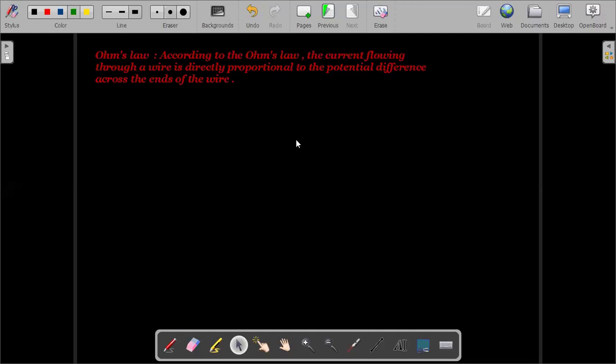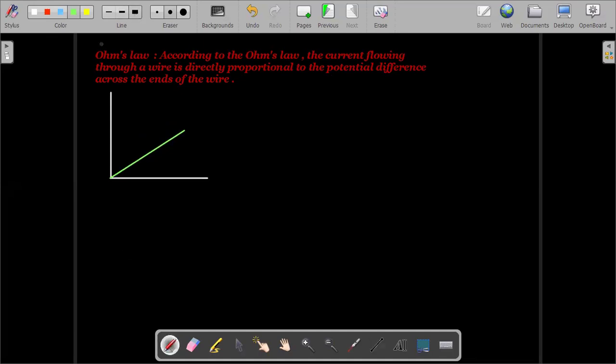Yes, sir. Okay. What will be the shape of the graph if you plot the graph between potential difference and current? Sir, it will be a slanting line, constantly increasing. Yeah, it will be a constantly increasing linear graph. Yes. So if you plot a graph between V and I, you are most likely to get a straight line.